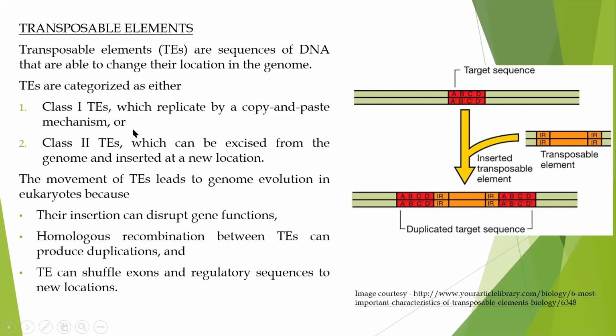Do you understand? So transposable elements can change the location in the genome. There are two mechanisms. One is a copy-paste mechanism. The second one is excise and insertion at a new location. And this transposable element is going to lead to genome evolution. And how? They can disrupt gene functions, they can lead to homologous recombination, or they can reshuffle the exons and regulatory sequences to a new location, which is also going to change the function of a particular gene.